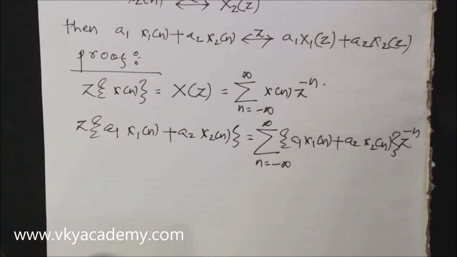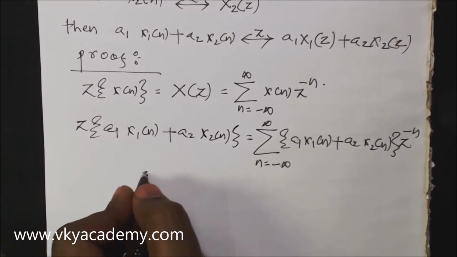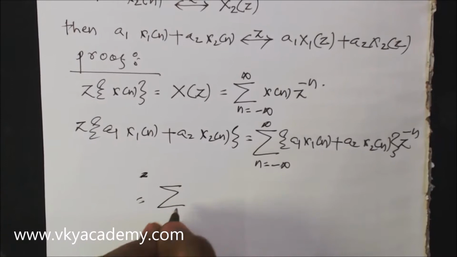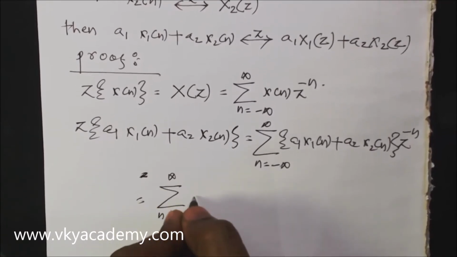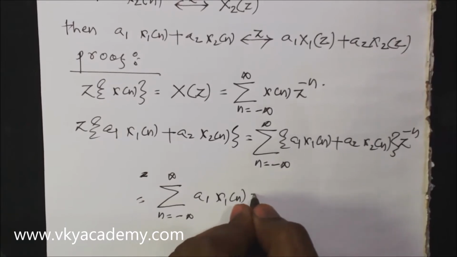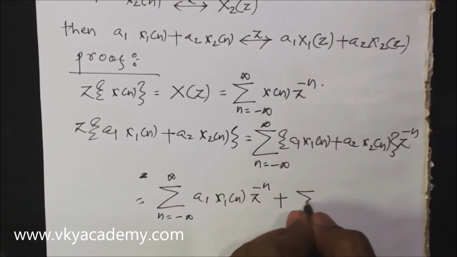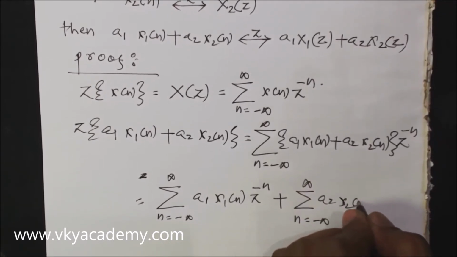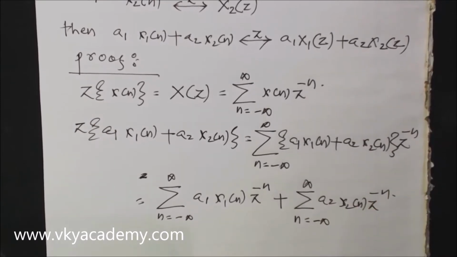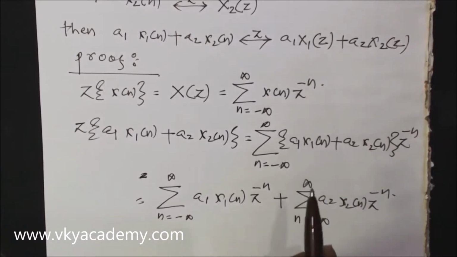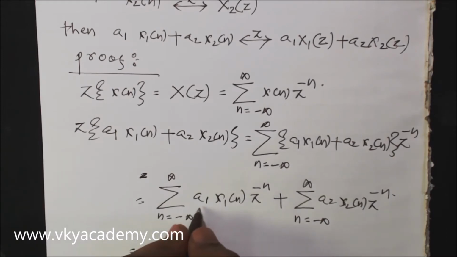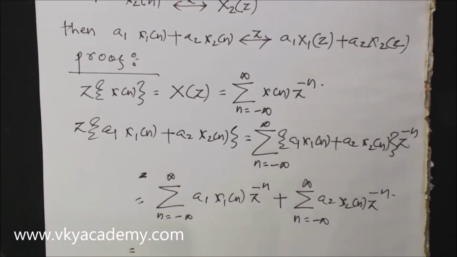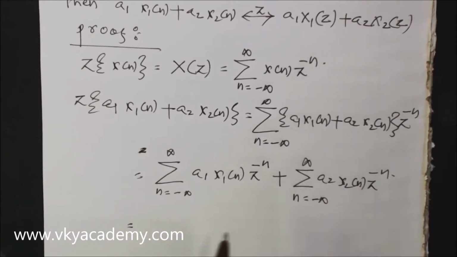Now this can be written as summation n is equal to minus infinity to infinity a1 x1(n) z to the power minus n plus summation n is equal to minus infinity to infinity a2 x2(n) z to the power minus n. As this whole function is the summation of two different functions a1 x1(n) and a2 x2(n), we have used two different summations for these two functions. Now a1 is a constant and it can be taken out of the summation, and similarly a2 is a constant and it can be taken out of the summation.